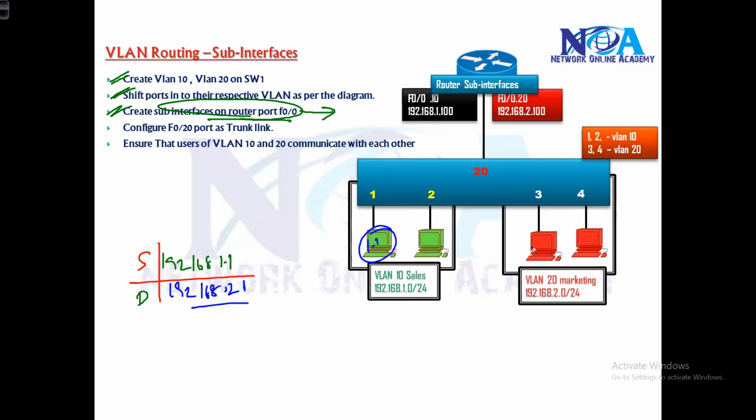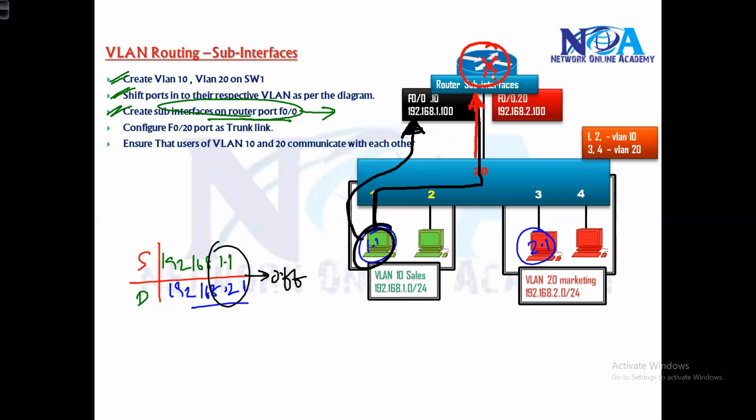Now 2.1 is this PC here. So again the same thing happens when the source and destination are on different subnets. Now what happens? Your packet will be sent to the gateway, right? So from port number 1, it will go to port number 20, right? And from port number 20, it reaches the gateway. And what is your gateway? The gateway is the router. So it reaches the router.